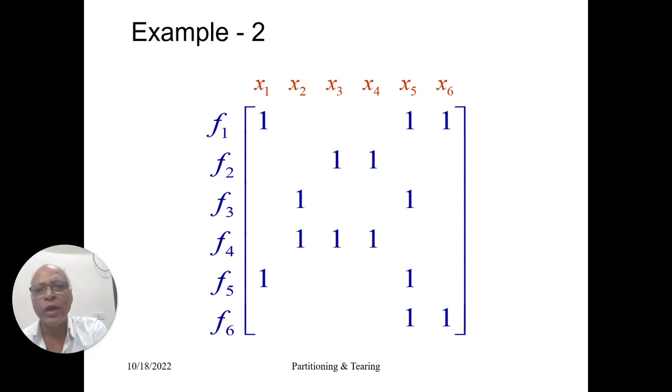Now x1, because it is appearing in equation 1 and equation 5 only, I can assign x1 to either equation 1 or equation 5. Which one should I prefer? Again, look at the number of incidences in the row. There are 3 incidences in f1, whereas there are only 2 incidences in f5. So take the minimum. By this, I will assign variable x1 to equation 5. This is what is meant by assignment.